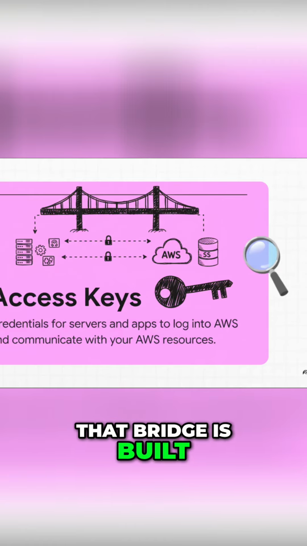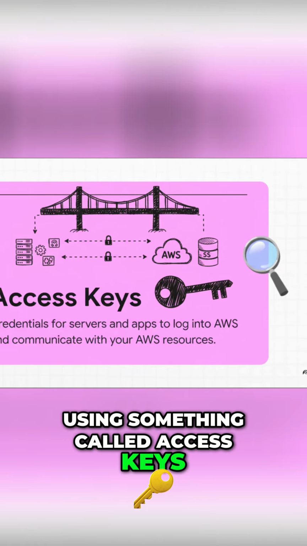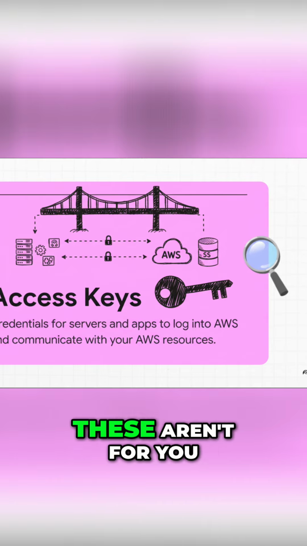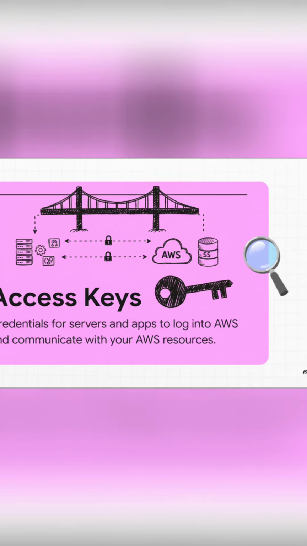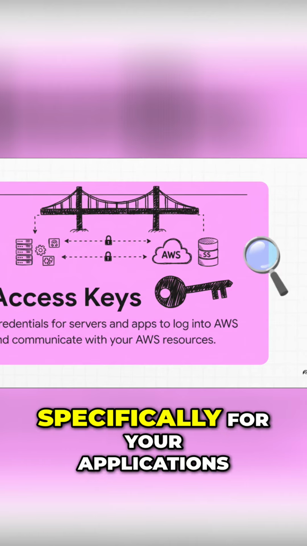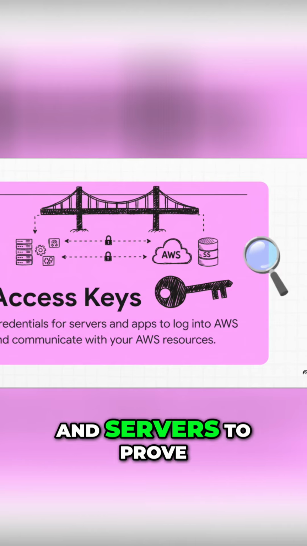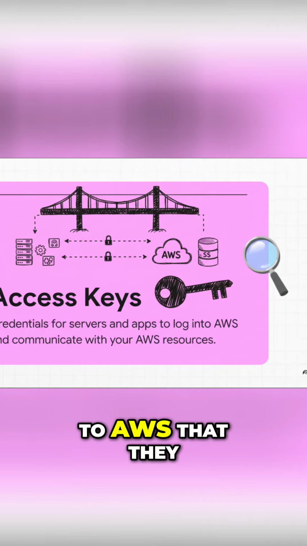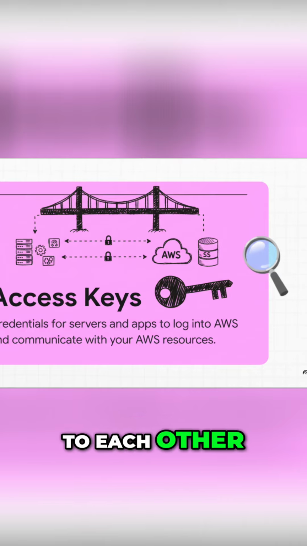That bridge is built using something called access keys. Now, this is really important. These aren't for you to log in with. Think of them more like a secret handshake or a special key card, specifically for your applications and servers to prove to AWS that they have permission to talk to each other.